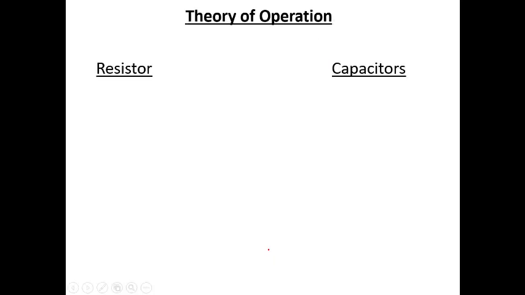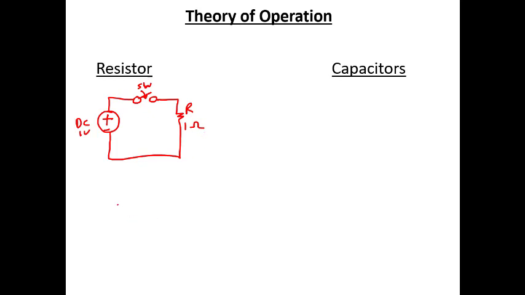All right, so let's look at the theory of operation. Last time we did this with inductors. This time we'll do it with capacitors. So let's say that we have a simple circuit. Here is a DC supply, and let's say that it's 1 volt. Then we have a switch, and then we have a resistor, and let's say it's 1 ohm. What we're going to do is close the switch.